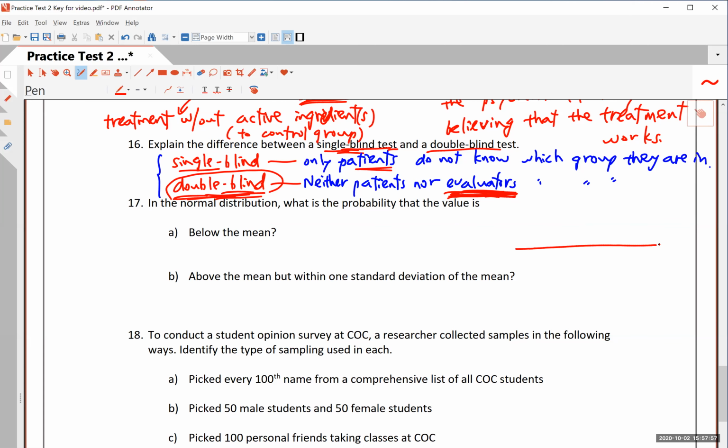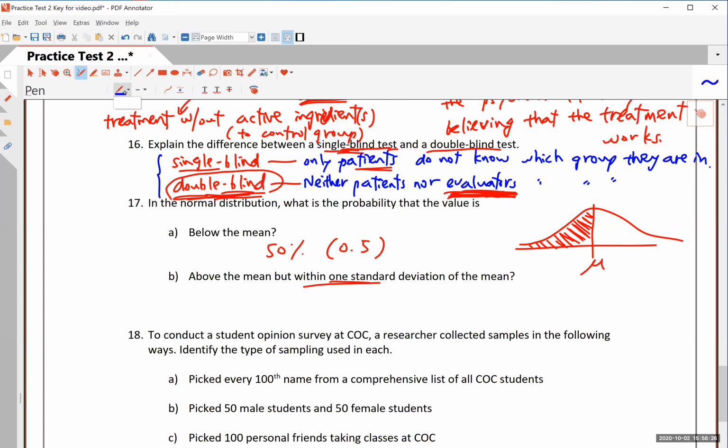Okay, remember what the normal distribution looks like? Yeah, who can forget, right? It's a bell-shaped curve. Below the mean is right here. Below the mean, by symmetry, it is 50%, or the probability is 0.5, okay? Exactly half of the population is to the left, or below the mean. Above the mean, but within one standard deviation of the mean, so what is the probability?